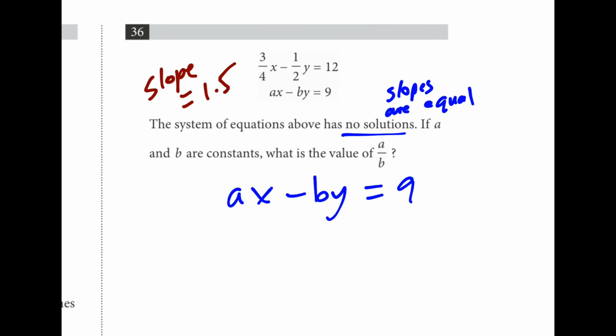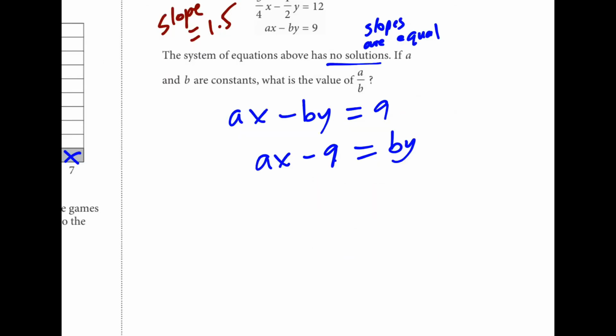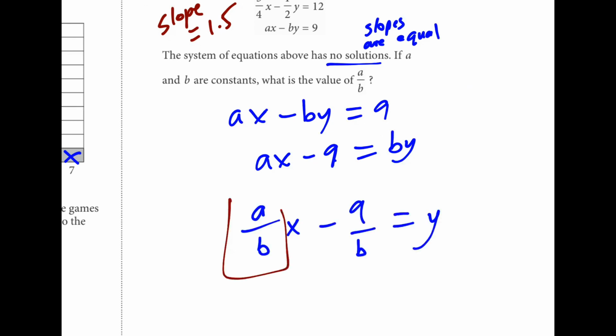So the bottom equation, I'm going to add by to both sides, subtract 9 from both sides, which looks very similar to a. Whoops. And to get y by itself, I'm going to divide everything by b. So I'm left with this, and my slope is then a over b. So a over b has to be equal to 1.5, or 6 over 4. But I guess reduced, that'd be 3 over 2. So 1.5.